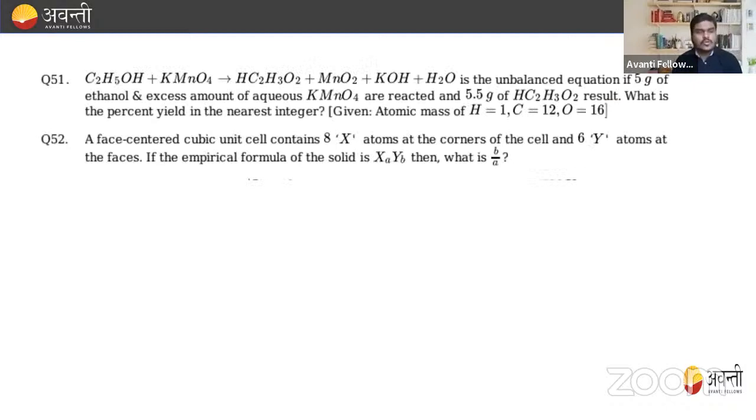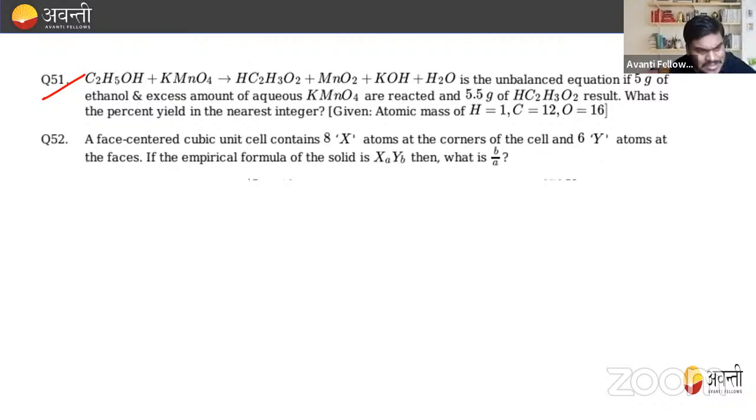Now, moving to question number 51. This is a very important question, so we have to solve it, because this is a numerical-based question. You just have to write the answer to the nearest integer. What does the question state? When ethanol is treated with KMnO4.